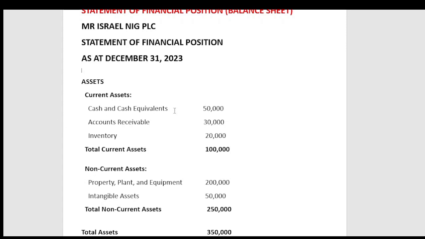Current assets have your cash and cash equivalent, accounts receivable, inventory. The non-current assets have your PPE, property, plant and equipment, intangible assets, giving a total of non-current assets. Now, when you add this and this, it's going to give you your total assets. So this is the total assets of the company. Anybody that wants to invest will come here and say, what is the total assets of this company that I want to go into?